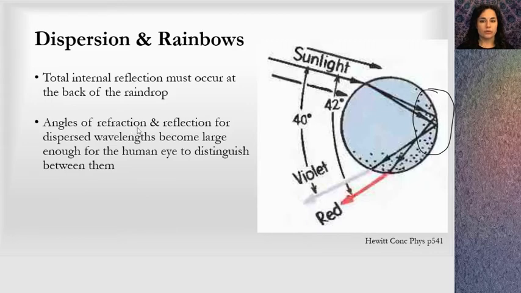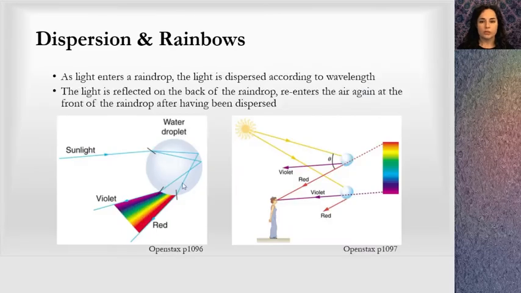The angles of refraction and reflection for dispersed wavelengths become large enough for our human eyes to distinguish them. If they weren't large enough, the light would still be white light, and we would perceive it as white light. But when it gets large enough, we can distinguish those wavelengths, and we can see the red light separate from the orange or yellow or violet, etc. So here's a picture of that.